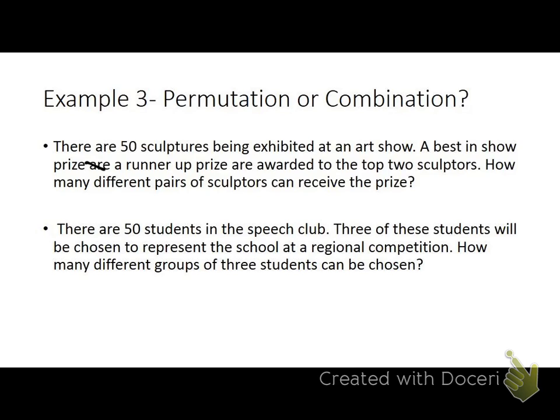Let's read the second example now. There are 50 students in the speech club. 3 of these students will be chosen to represent the school at a regional competition. How many different groups of 3 students can be chosen? One of these is a permutation and one is a combination. I want you to answer it on your paper.